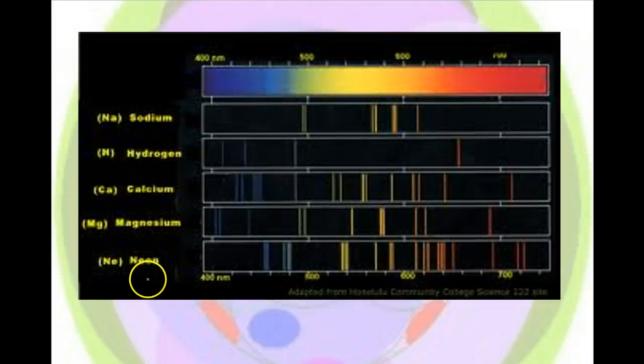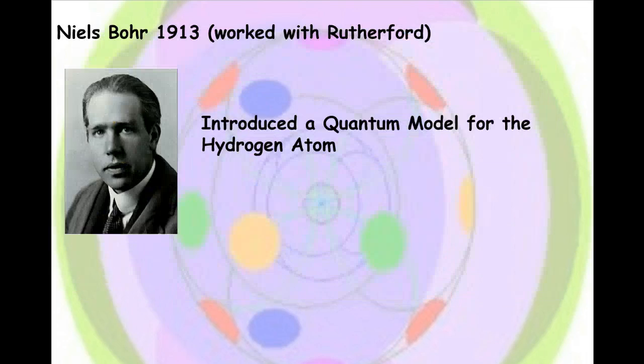Here are some other atomic emission spectra. Here's neon and magnesium, calcium, hydrogen, and sodium. And you can see for each one, very, very different color bands of electromagnetic waves.